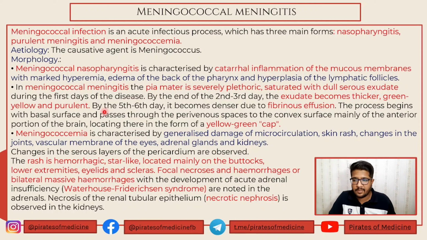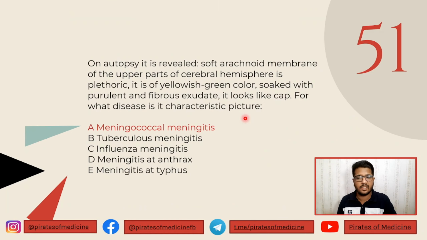And in meningococcal meningitis, which is important for us, the pia mater is severely plethoric, saturated with dull serous exudate. And during the second and third days, the exudate becomes thicker, yellow-green, and purulent. This accumulation of exudate in the pia mater gives the appearance of a yellow-green cap. So this is characteristic of meningococcal meningitis, and that is why our answer is meningococcal meningitis.